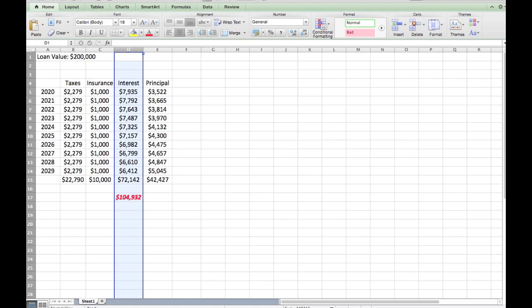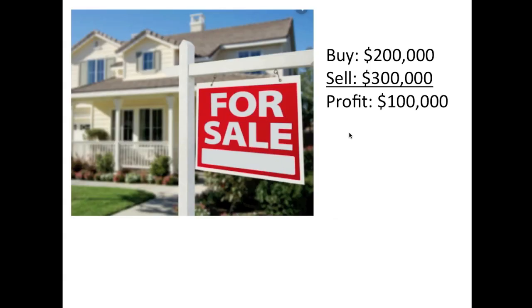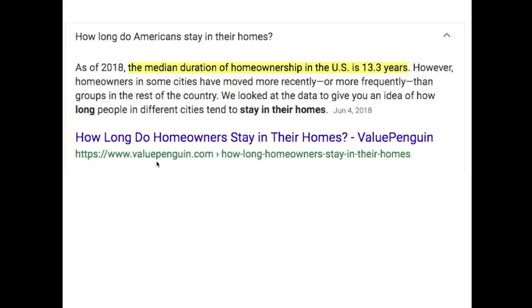which, let me just add something to our scenario. According to Value Penguin dot com, and I don't know how legitimate that is, they're talking about the median duration of home ownership, about 13.3 years. And we're not talking about people who buy rental property and then rent it to make an income. We're just talking about the average homeowner buying and living in his own house and then selling it, or living in it for 13.3 years and selling it.